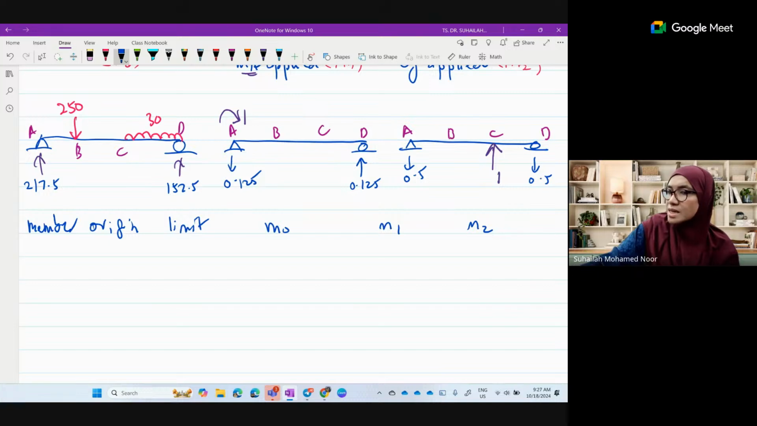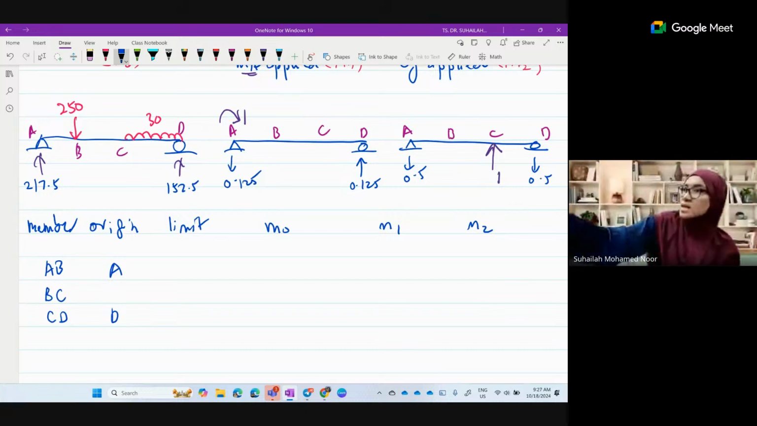So berapa cutting section? 3 cutting section. AB, BC, CD. Okay, AB, BC, CD, 3 cutting section, member AB, member BC, member CD. Origin, pilihlah. Paling pendek A. Kalau CD paling pendek D. Dan paling mudah dia tak macam triangular tadi kan. Okay, so choose the easiest cutting section.